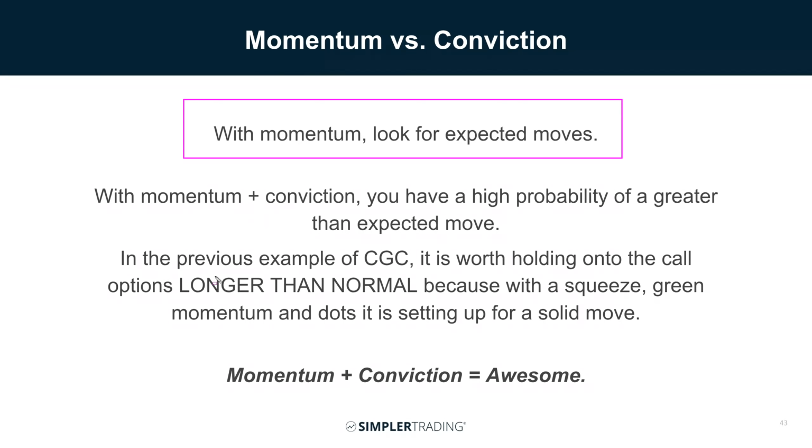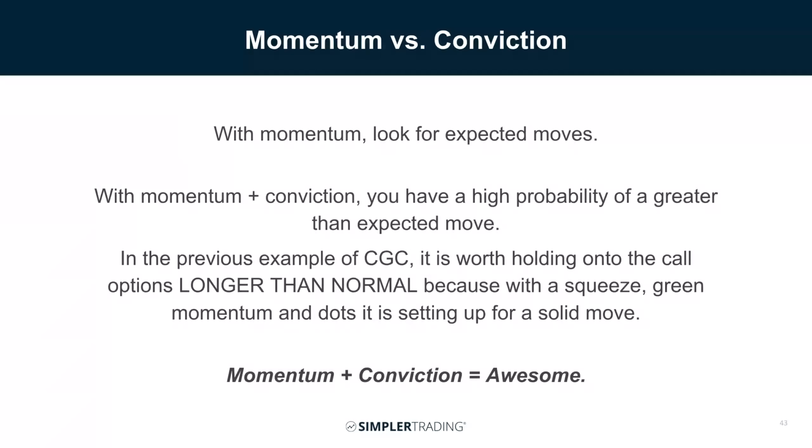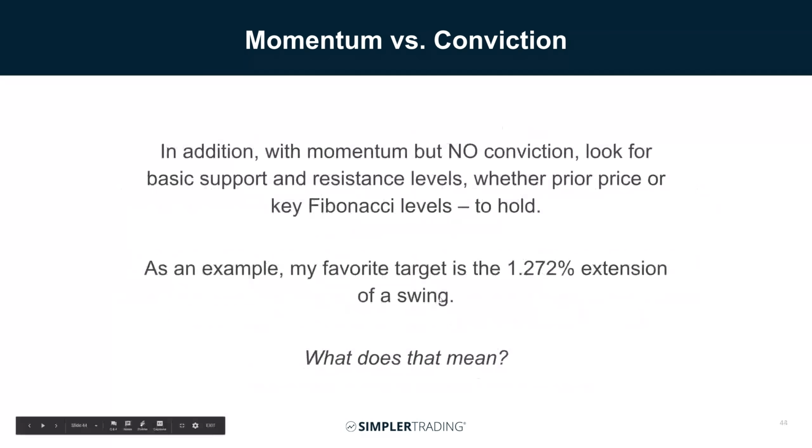So in that previous example of the weed stock, CGC on the 78-minute chart, it is worth holding on to the call option longer than normal, because with the squeeze, green momentum and dots, it is setting up for a solid greater than expected move. So the gold standard here is that we get the momentum plus conviction, that equals awesome, okay? And remember, we don't know if it's going to happen, but we can look and say it is happening. Because it is happening, we will stay in the trade, okay?